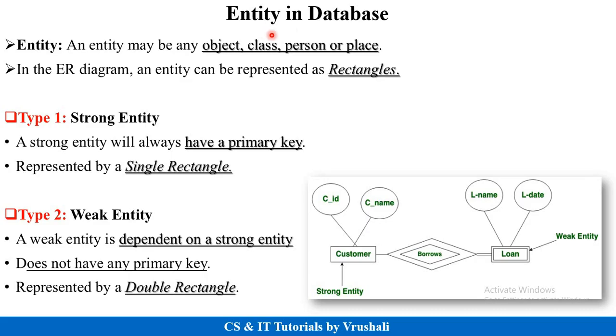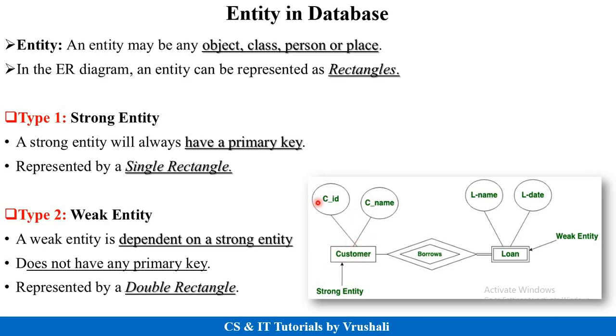Now what is an entity? Entity means a particular object, class or table in your database. Entity is represented by a rectangle. There are two types of entity: strong entity and weak entity. Customer borrows loan. So customer and loan are called entities.